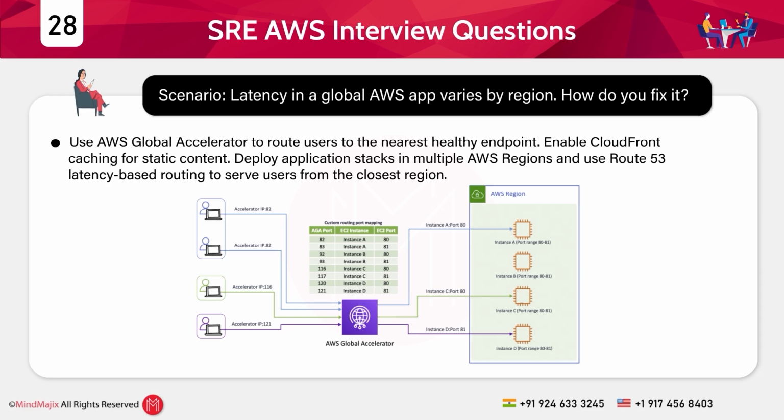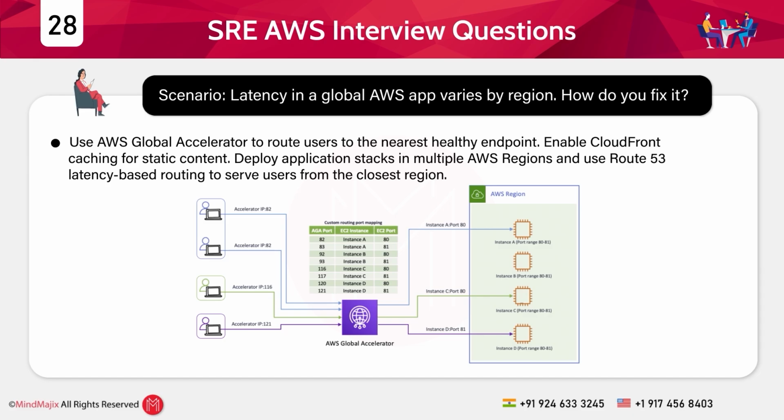For static content such as images, scripts, and style sheets, I would enable Amazon CloudFront caching at the edge locations so that the content is delivered from servers geographically close to the user. For dynamic content, I would deploy the application stacks in multiple AWS regions, ensuring each region can serve the requests independently. Amazon Route 53 latency-based routing would then be used to direct traffic to the region with the lowest latency for that user.